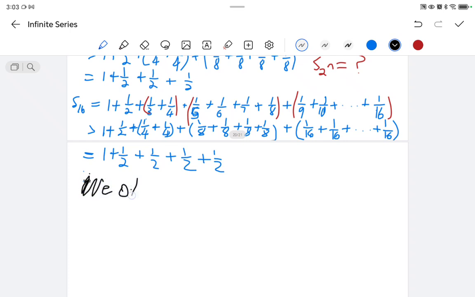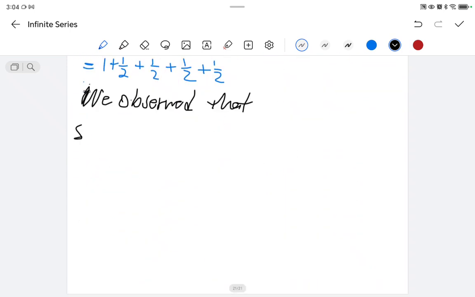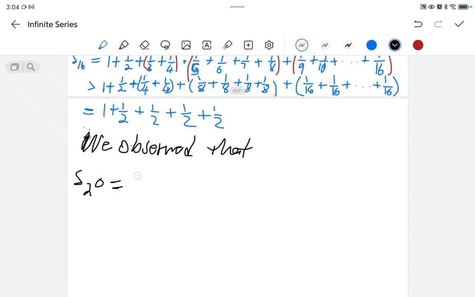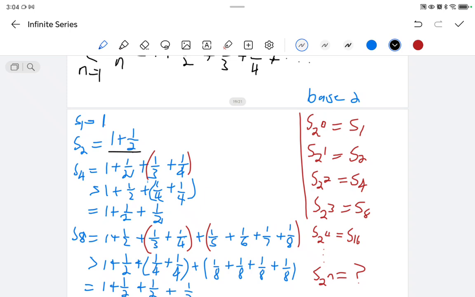we observed that the first one was what? S2 to the 0, right? S2 to the 0, was it greater? Yeah. No, it was equals to 1. S2 to the 1. This was greater than 1 plus 1 over 2, which is this one. S2 to the 0 is this one, right?